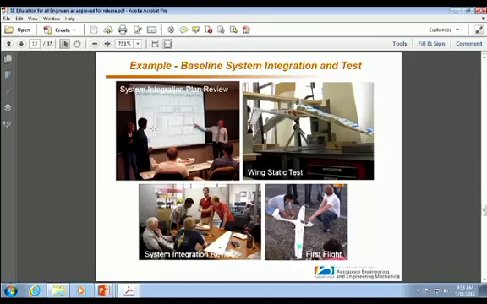This is what it really looks like. It may not look like what some of you think. You probably would identify that as a review of plans, and that's exactly what it is. But this is how we do our system integration review.